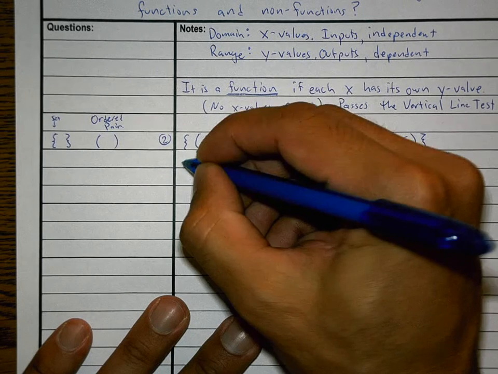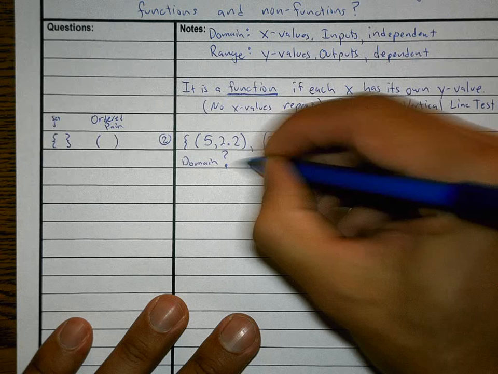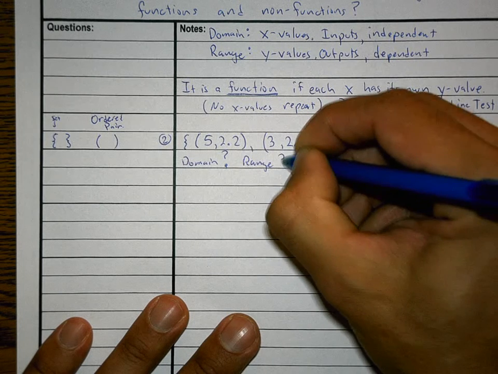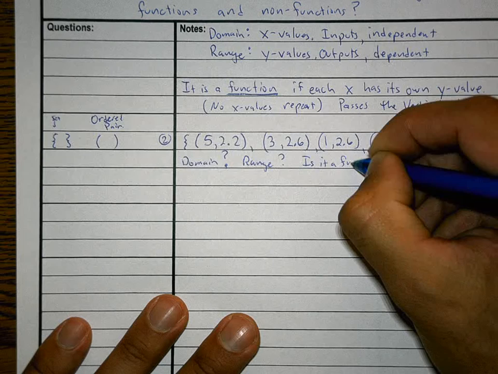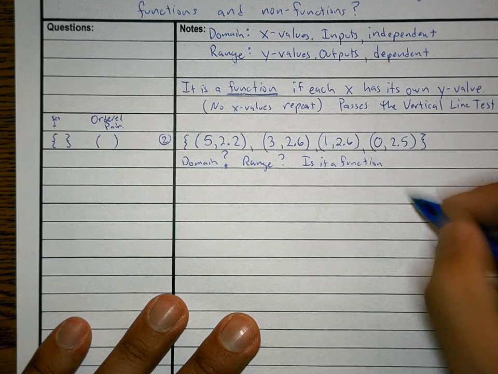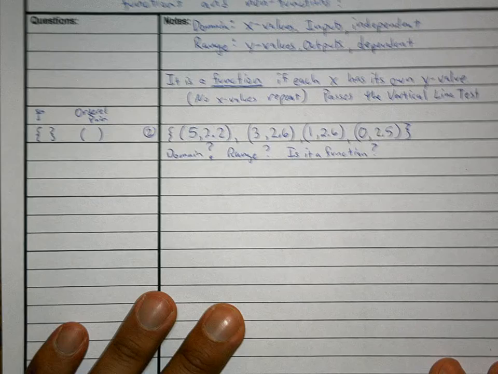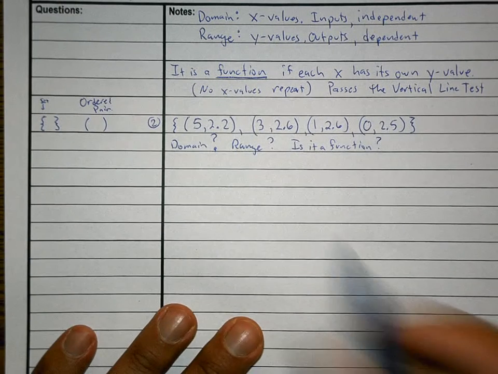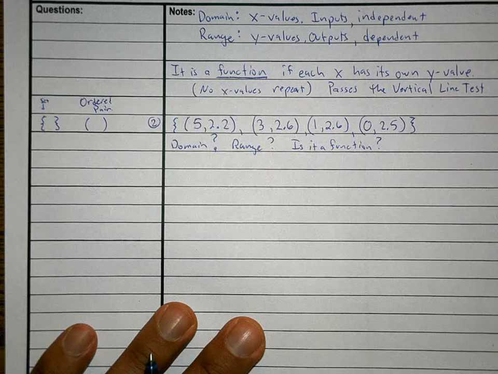Here are your questions. What's the domain? What's the range? Is it a function? Those are the three types of questions we're going to be asked for the first 4 questions on your worksheet. What's the domain? What's the range? Is it a function? So I'm going to do this the way I want you to answer it.